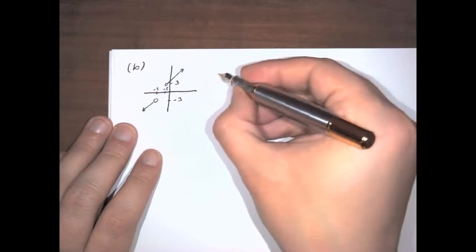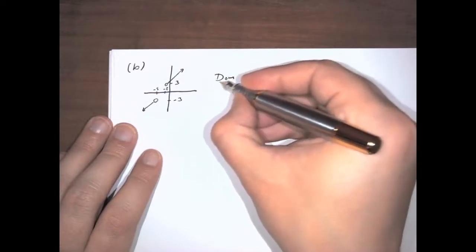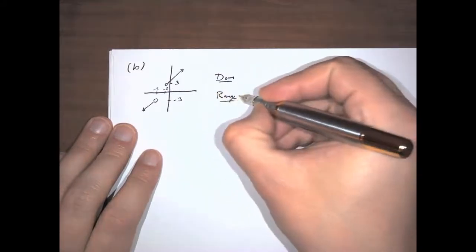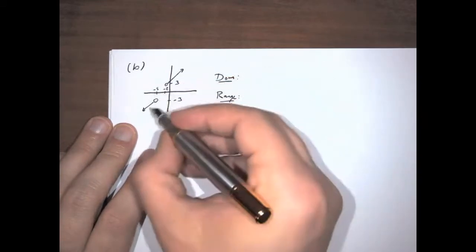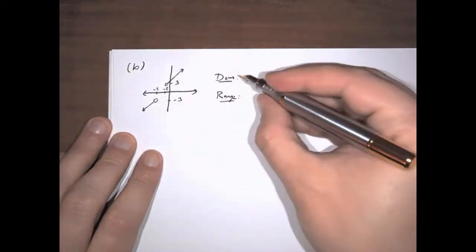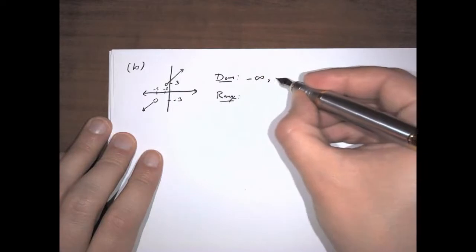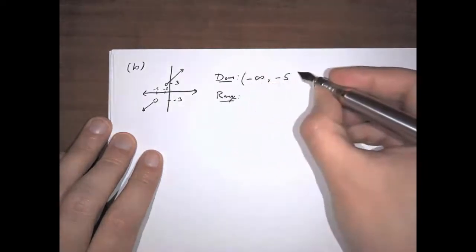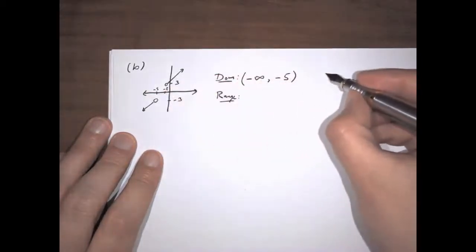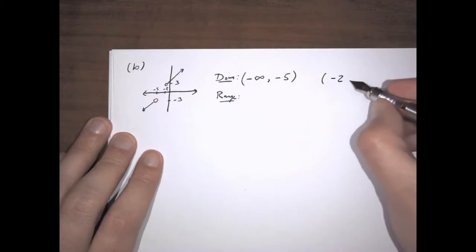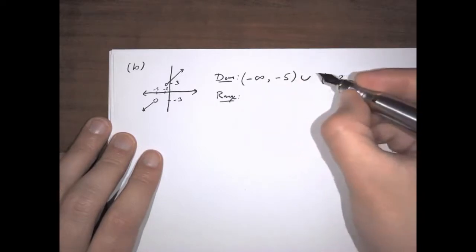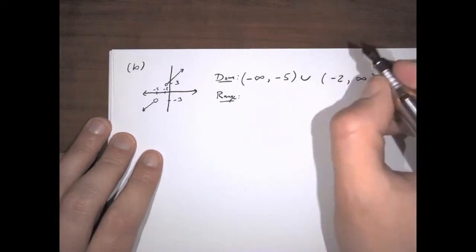Okay, so now for the domain and for the range, we look at what x values and what y values are represented on the graph here. So for the x values, it's everything below negative 5, not including. But then it's also everything above negative 2. So it's going to be negative 2 to infinity. And these two pieces are joined together into a union by putting that little u.